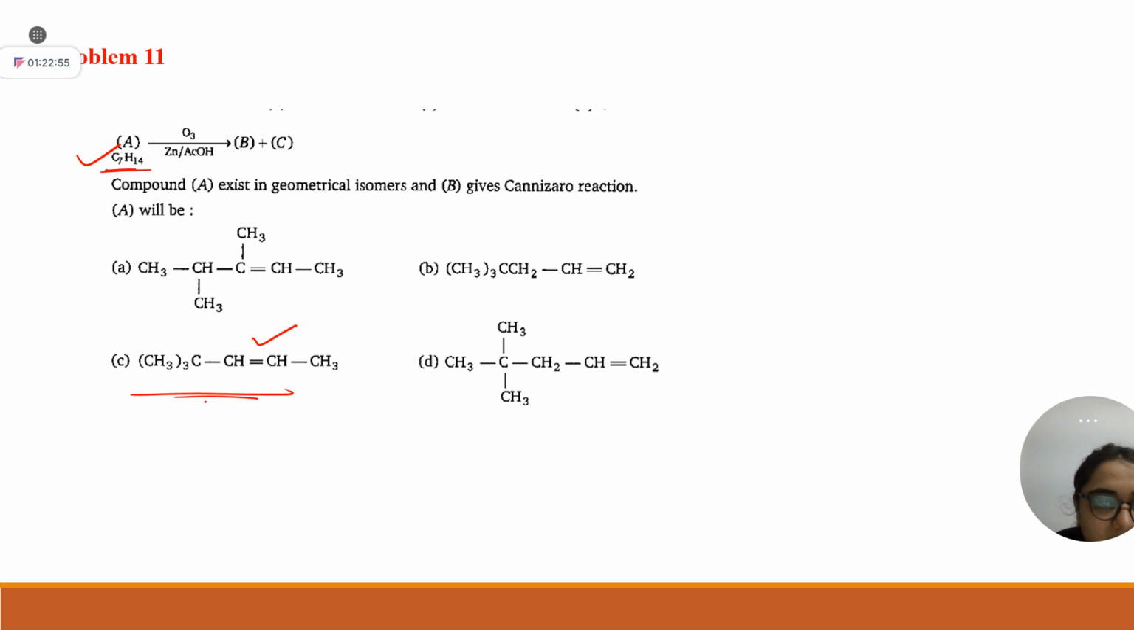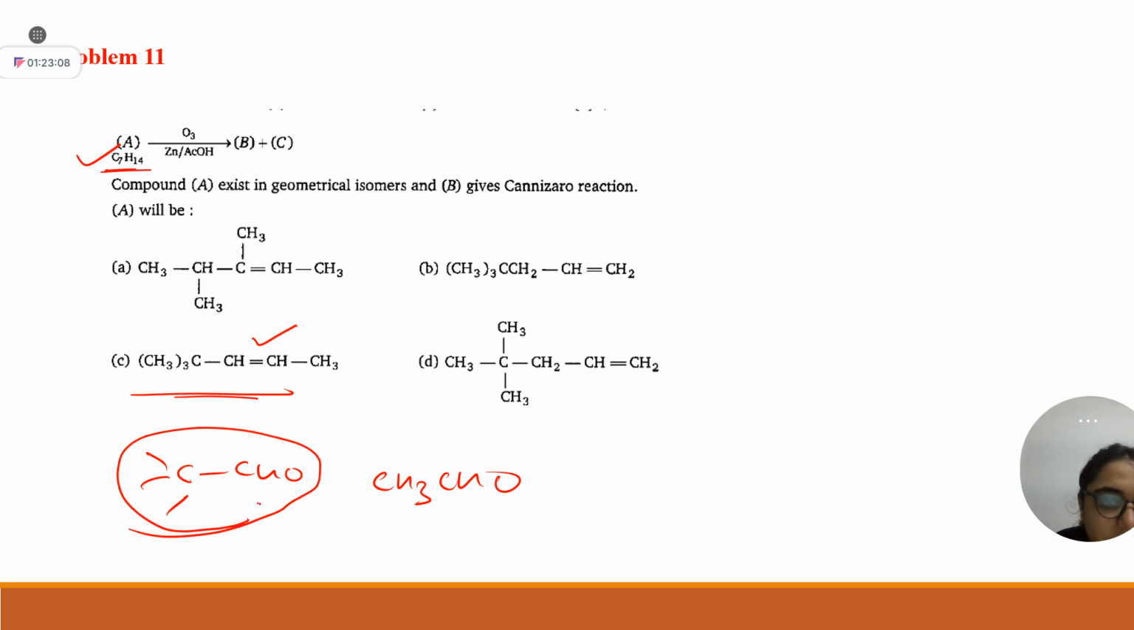B gives the Cannizzaro reaction in B plus C. Okay, so one will be like this CHO, the other will be like CH3CHO. This can undergo the Cannizzaro reaction as it is not having any alpha hydrogen, right? In all other options, one will be an aldehyde, and this will also be an aldehyde. Okay, let's see this one also. 1, 2, 3, 4, 5, 6, 7. Okay, 9, 10, 11, 12, 13, 14.